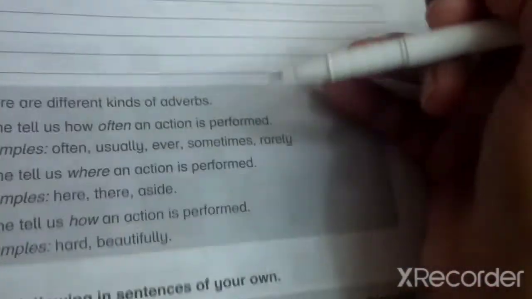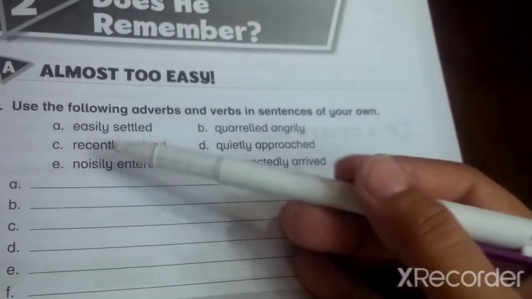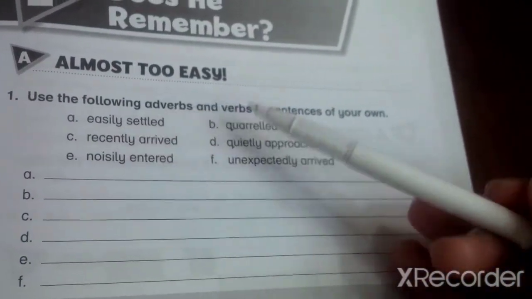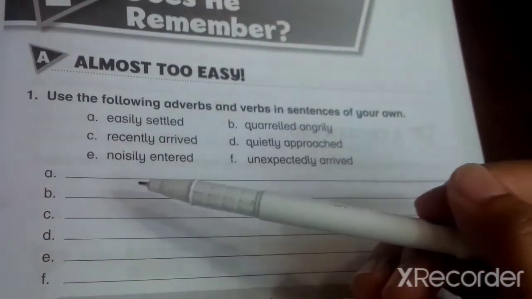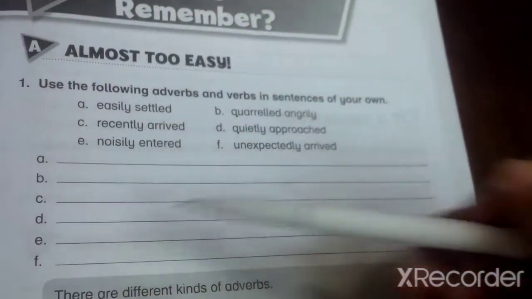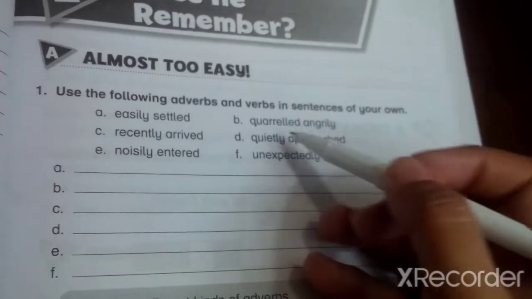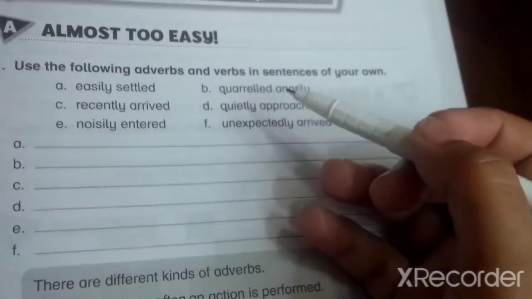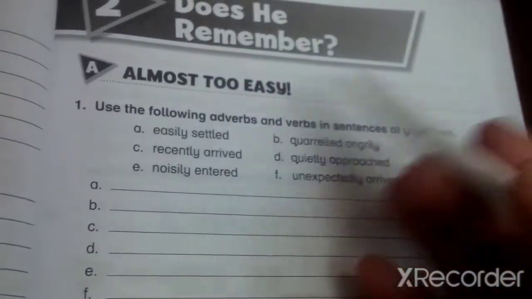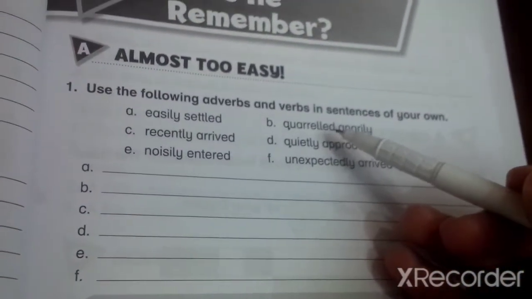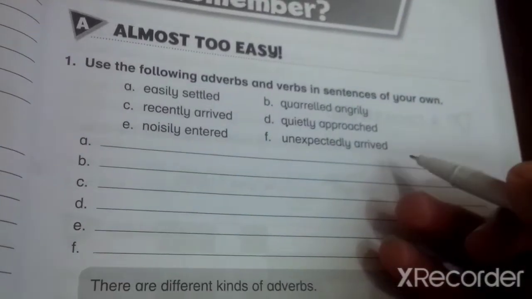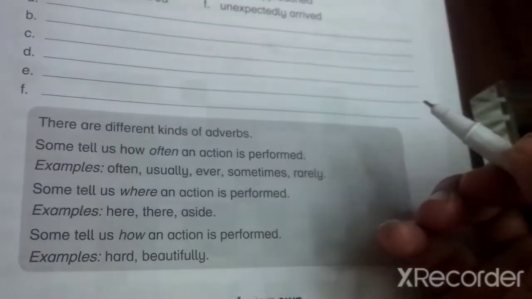Now let's move on to the next question on exercise A. Before that, I will explain to you. Now the adverbs that were used in question number 1, like easily, quarreled, recently, quietly, noisily, unexpectedly, all of these adverbs, they were made out of adjectives and stuff like that, and they were very easy. They were very easy, simple adverbs. But in question number 2, we will be using a different kind of adverb.